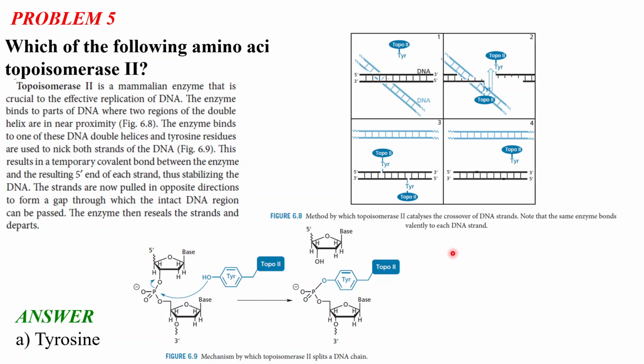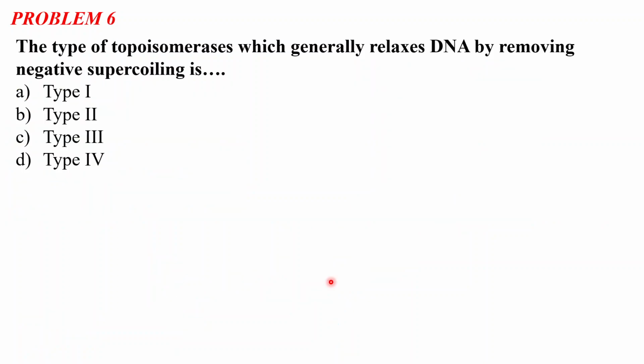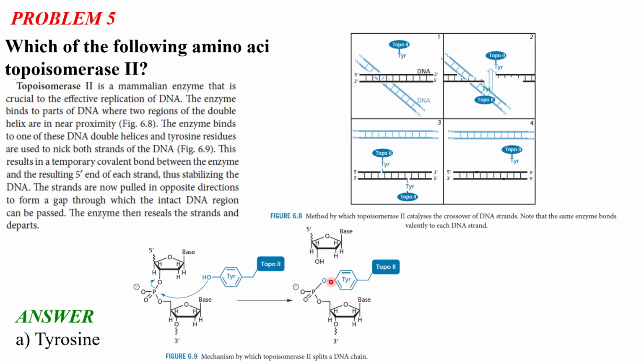In the case of topoisomerase 2, how is this tyrosine residue placed? So these are two nucleosides. I have already shown you how two nucleosides are bonded to each other through a phosphate linkage. The tyrosine has one phenolic OH group. This phenolic OH group participates in a nucleophilic attack on this phosphate moiety, and that is how it binds with this phosphate and creates a break in the DNA chain. So yes, tyrosine was the correct answer.